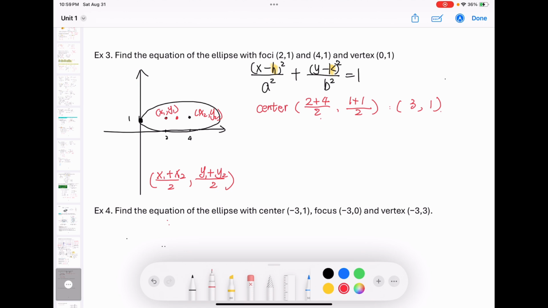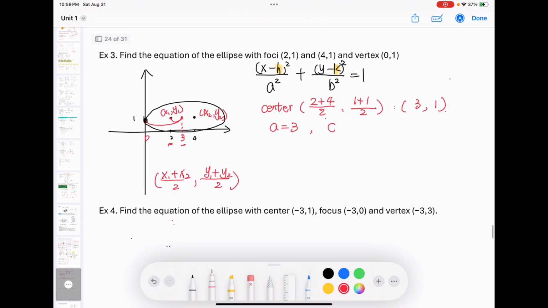And what is the a value? We say the a value is the distance between the vertex and the center. So the center we have found is 3. So from x equal to 0 to 3, a is equal to 3. And then what is the b? I don't know, but I know the c, because the distance from my center to my focal point is 1, because from 2 to 3 it is 1. So c is equal to 1.